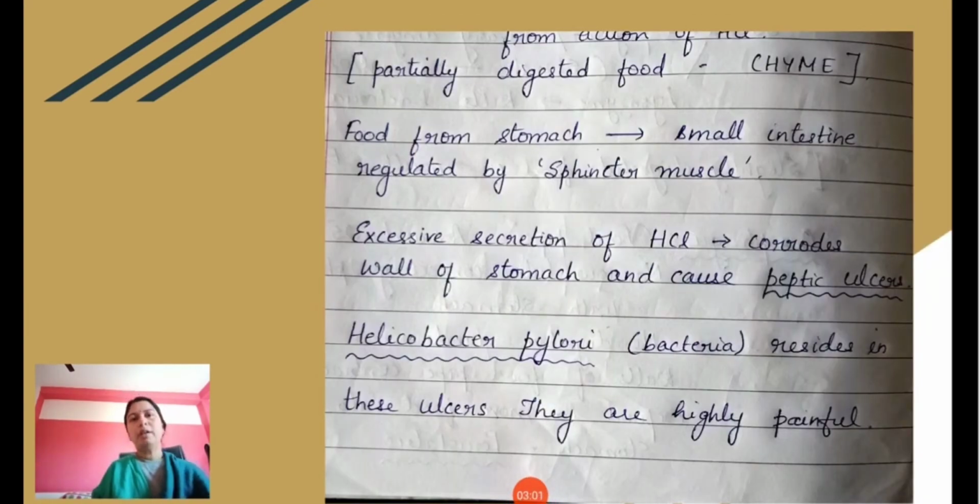You must have heard about the term acidity, and people are advised to have food at proper timings. It is because of excessive secretion of HCl. HCl is secreted from time to time, at regular intervals. So in case we do not have food at the proper time, it might result in the corrosion or damage of the walls of the stomach. So excessive secretion of HCl might lead to a condition called an ulcer, or peptic ulcer.